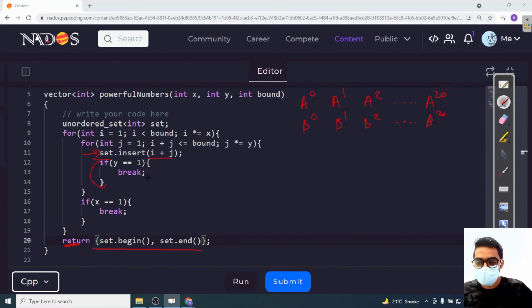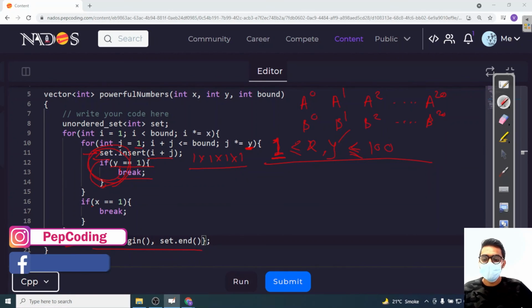And now at this position, if our y becomes 1, that means the value of x and y lies between 1 and 100, that is, greater than or equal to 1 and less than or equal to 100. So y can be 1. If y is 1 at this point, then our operation will be 1 into 1 into 1 into 1 into 1. So this loop goes into an infinite loop and we need to terminate it. So we are saying that if y is 1, then break, and for x also, if x is 1, break.